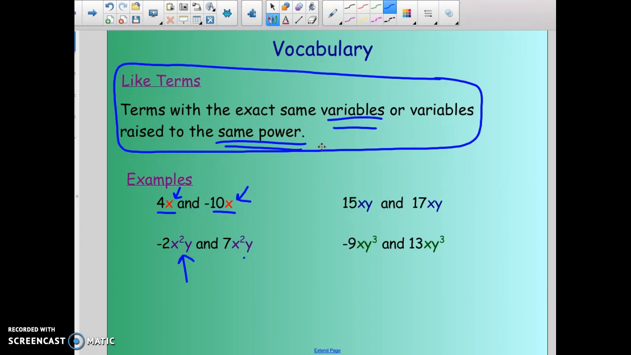And you can start having multiple variables. So x to the second power times y, as long as the other one has x to the second power y, then those are like terms. If it just had xy, those would not be like terms because it doesn't have the second power. xy is the same variables, and so we could add or subtract whatever it's asking for on that one, and xy to the third power are also like terms.